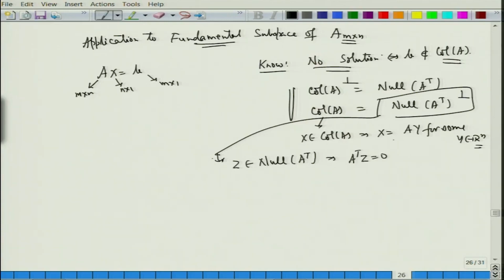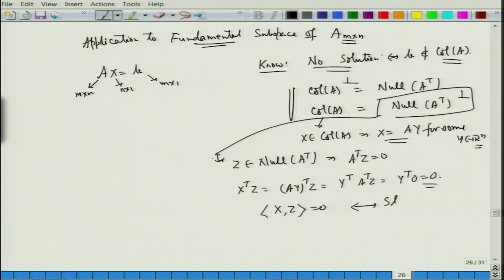Now let us look at this x and z, and see what happens. I want to look at x transpose z. x transpose z is (Ay) transpose z, which is y transpose A transpose z, which is y transpose 0, which is 0. So x and z are perpendicular with the standard inner product, since I am looking at Rn and A of M cross N, we are looking at only the standard inner product.